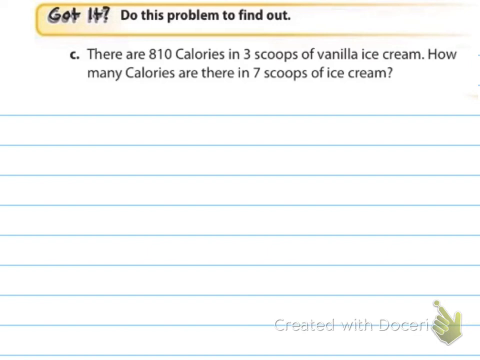Here you're going to do this example. I'd like for you to attempt doing it using the number line, and then if you have a problem with the number line, you can use then the ratio table. So try it and come right back. Pause the video now, please.